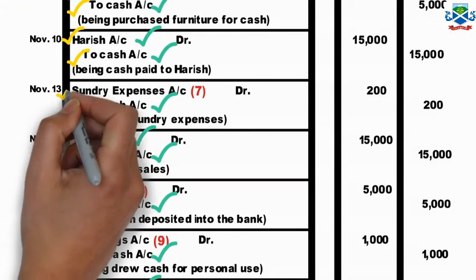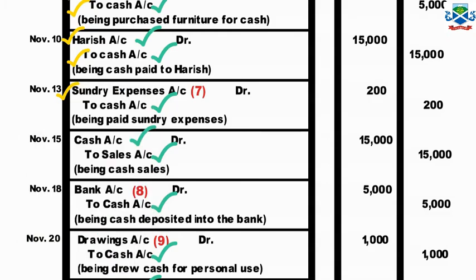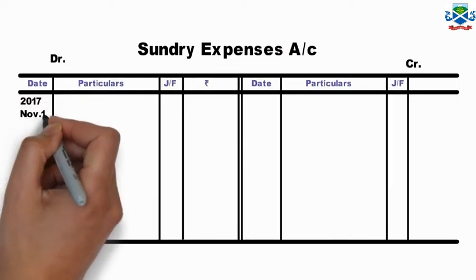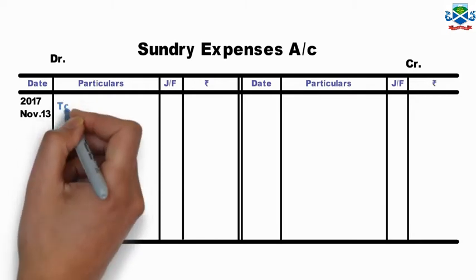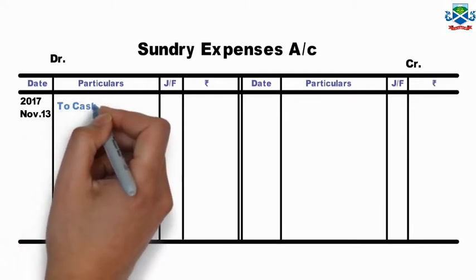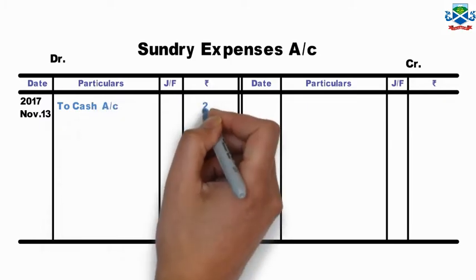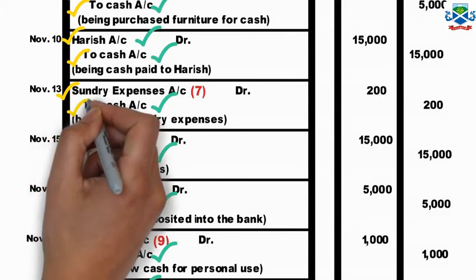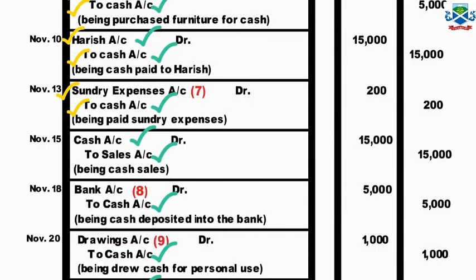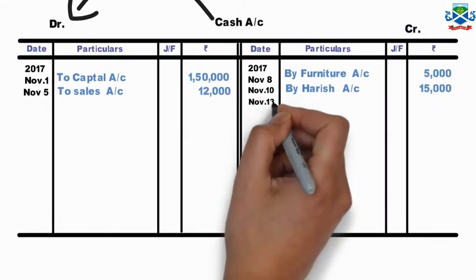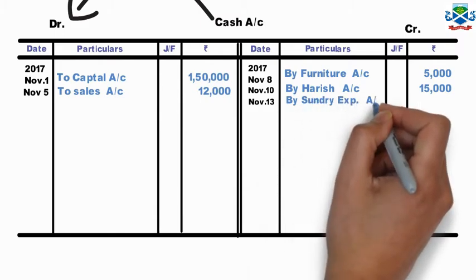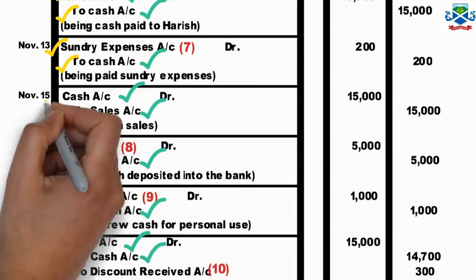Next we have sundry expenses account debit to cash account. We require a new ledger, that is sundry expenses. We have to make the sundry expenses ledger, and on the debit side we'll put November 13, to cash 200 rupees. Sundry expenses account debit to cash 200. Next, cash account is credited by sundry expenses. So we'll go to the cash account, credit side, by sundry expenses on November 13, by sundry expenses 200.